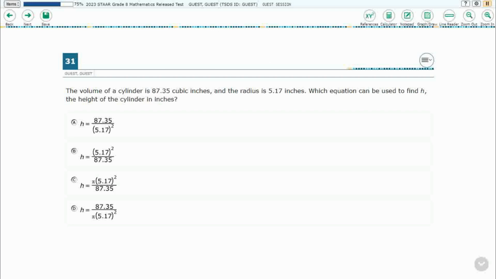So we've got a cylinder here. They've given us the height. They've given us the volume and the radius. They're asking us for the height, but not necessarily to find the height, just to represent it with an equation. So let's first get a visual representation here.